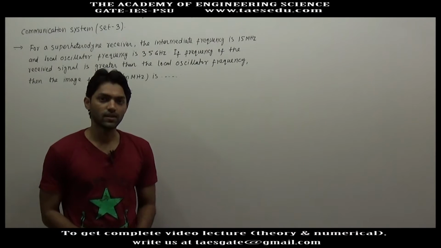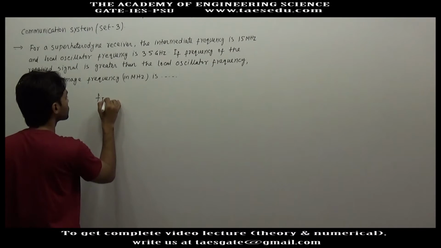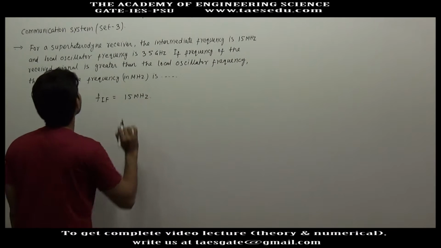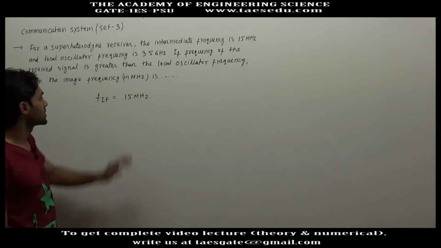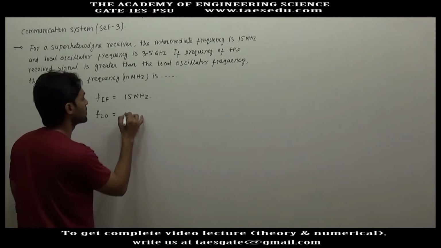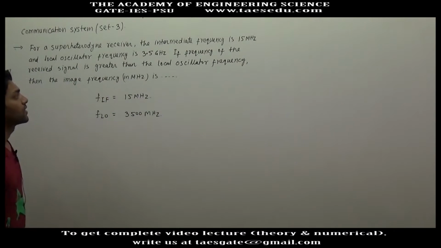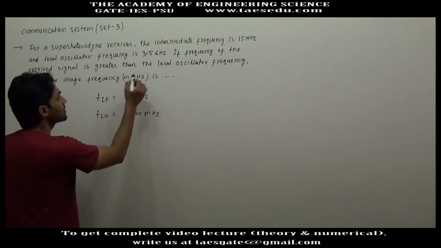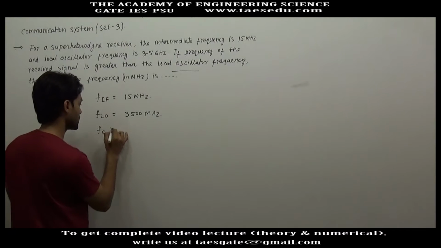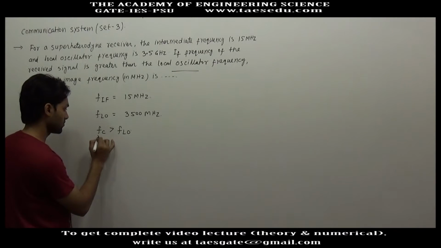For a superheterodyne receiver, the intermediate frequency is given as 15 megahertz. The frequency of the local oscillator is 3.5 gigahertz, which means 3500 megahertz. Now, if the frequency of the received signal Fc is greater than the local oscillator frequency, then we have to find out the image of this frequency.